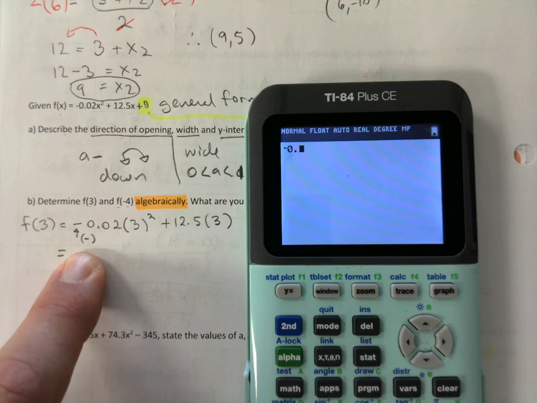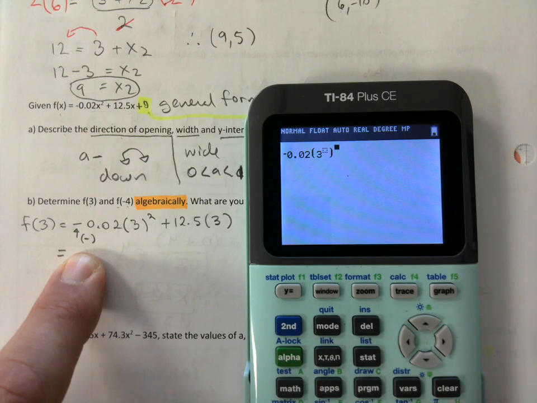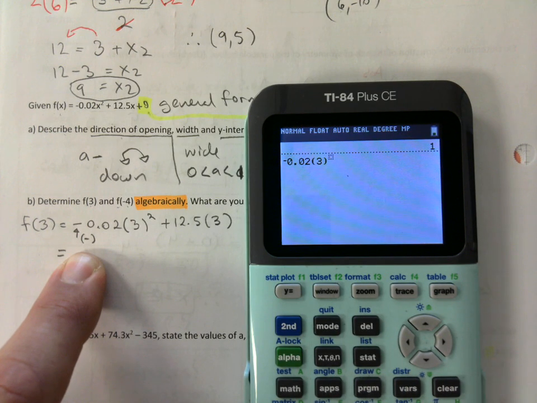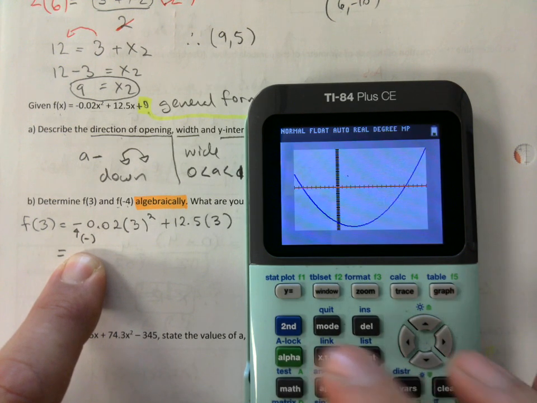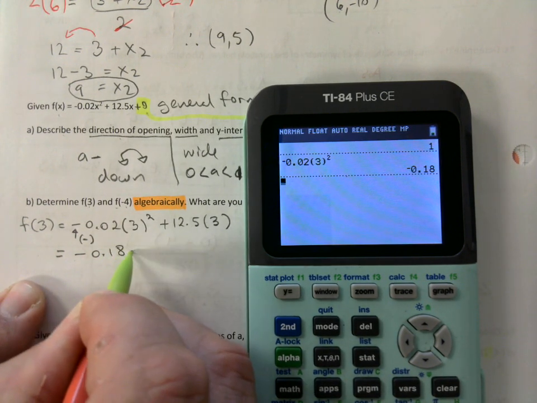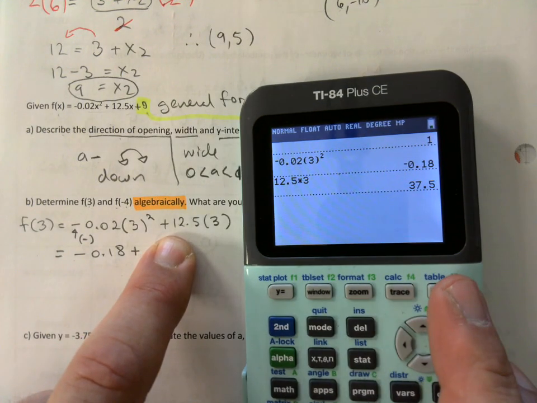Negative 0.02, right, times 3 squared. Actually, the squared is outside the bracket. That is actually important, just in case it's going to be negative. Okay. Uh-oh, what happened there? Sometimes it's weird. I'm just going to go delete. And delete. Let's try this one more time. Squared. I can do this. There we go. Negative 0.18 plus, you're going to go 12.5 times 3. That's 37.5.